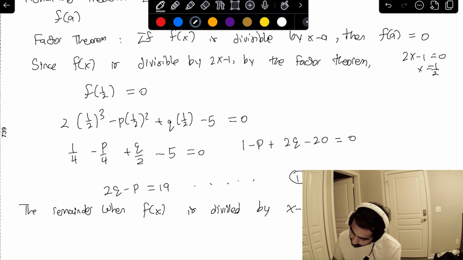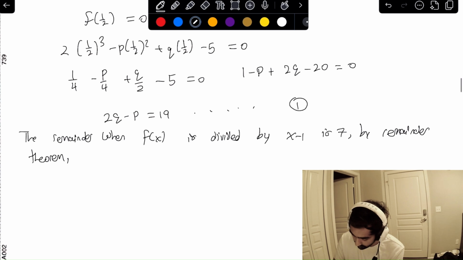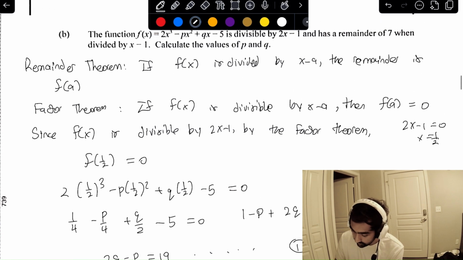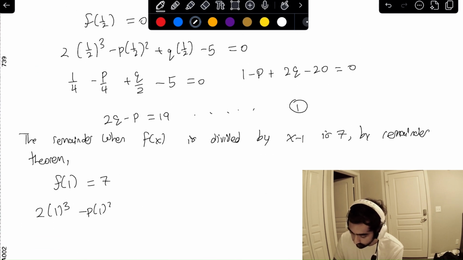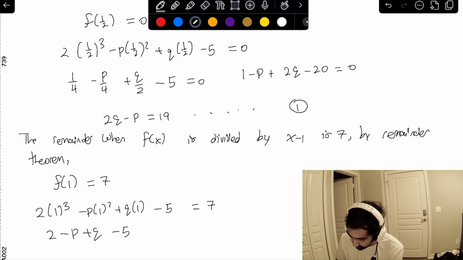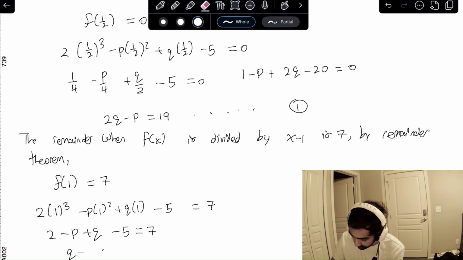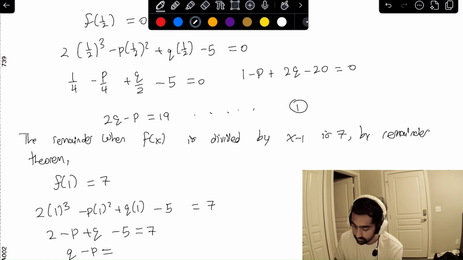So by remainder theorem, f of 1 equals 7. So what does that mean now? Well, I'm just putting x equal to 1 into this expression for f of x. So 2 times 1 cubed minus p times 1 squared plus q times 1 minus 5 equals 7. So that's 2 minus p plus q minus 5 equal to 7, which simplifies to q minus p equals 10.